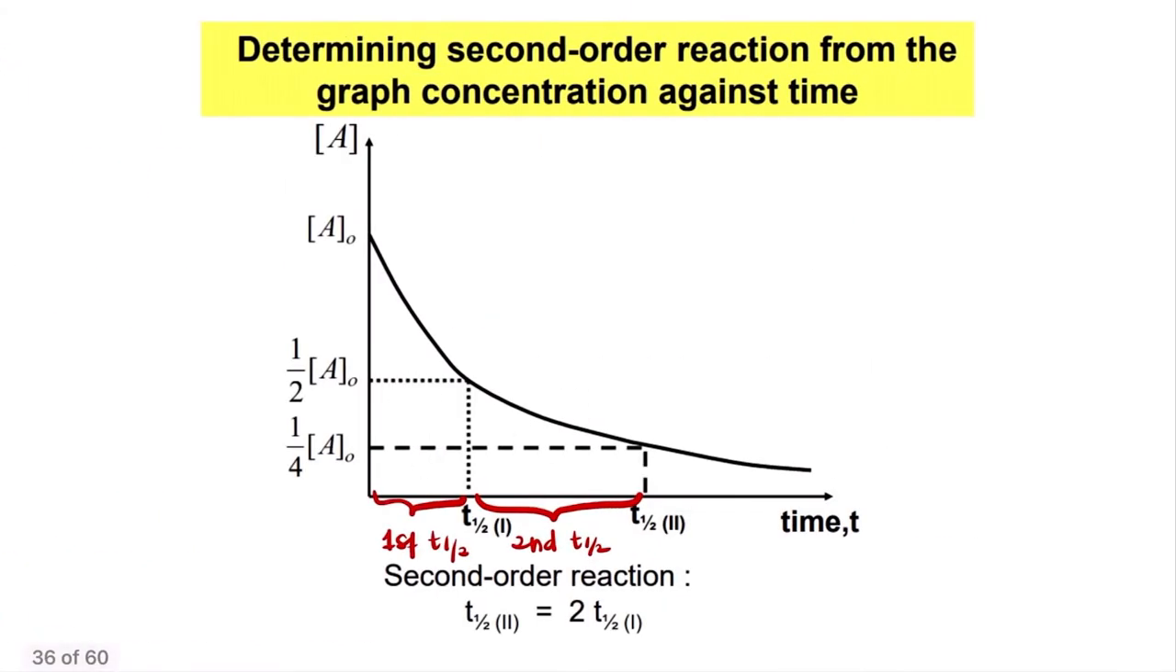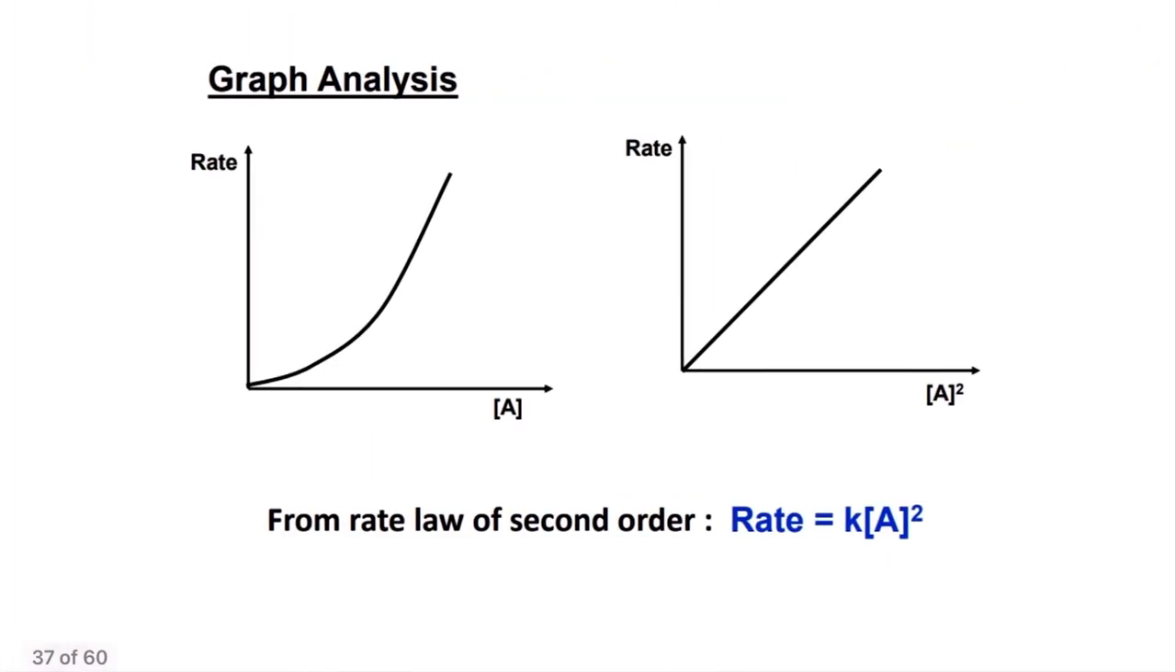Okay, alright, so this is what I meant by the half-life increasing. You can see that this is the first half-life, this is the second half-life. The second half-life is 2 times the first half-life. It keeps doubling. Alright, so these are the graphs from rate law of second order.